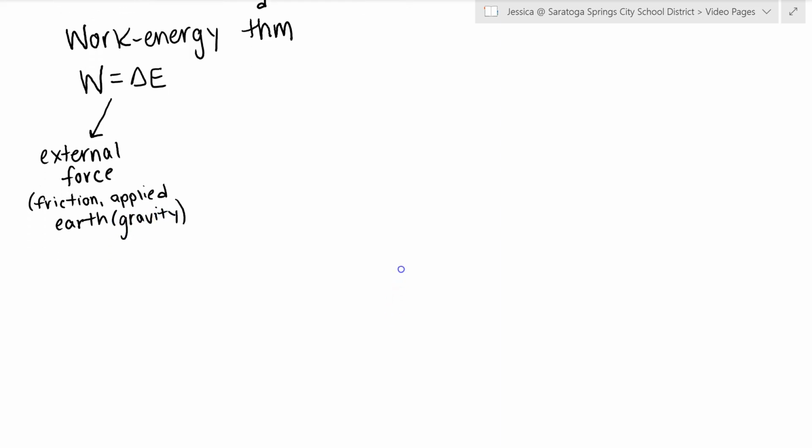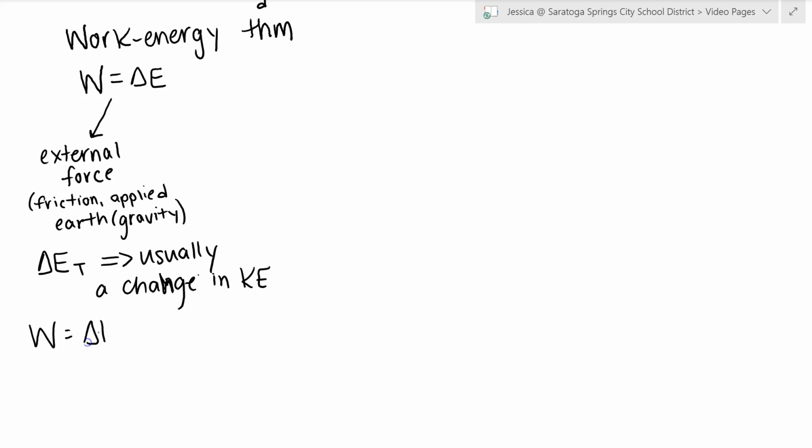Okay, so if that work is being done by an external force, we say that that delta E is really a change in E total. And it usually, or in this case, is always going to mean a change in kinetic energy. Okay, so we can set the work equal to the change in kinetic energy, which is really the final kinetic energy minus the initial kinetic energy.